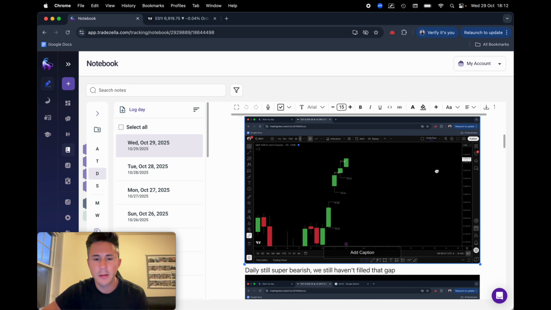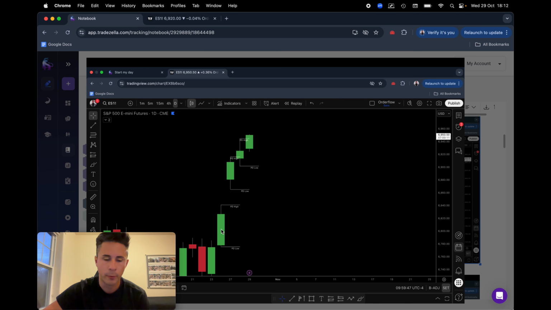So, starting on the daily, we obviously look super bullish. However, we had this gap here. So, I always wanted to keep that on my mind.